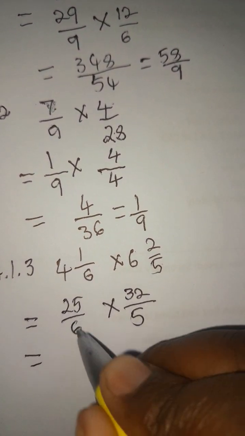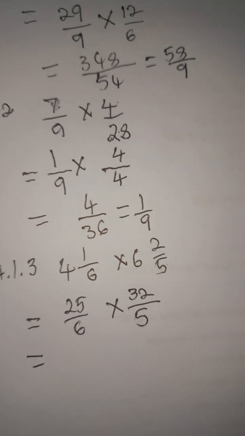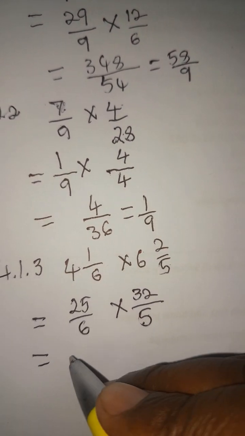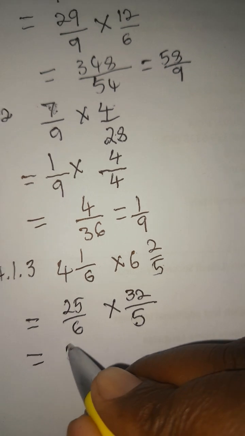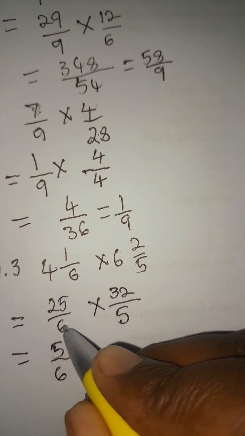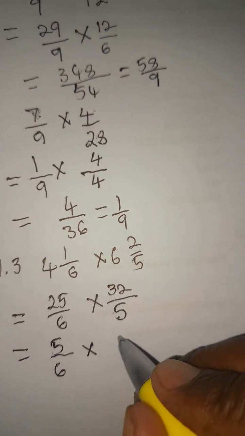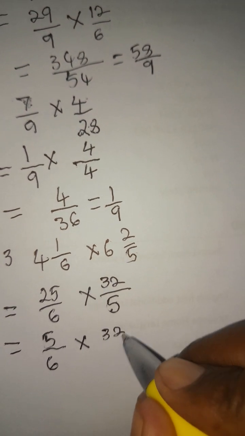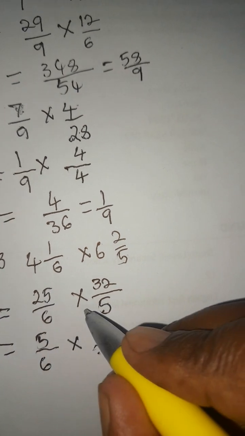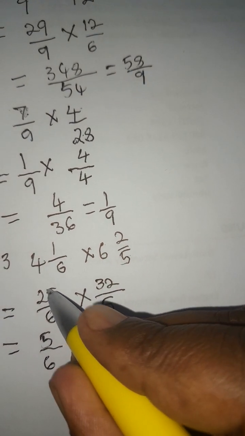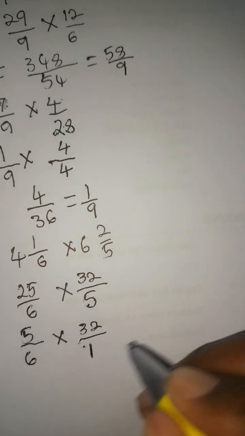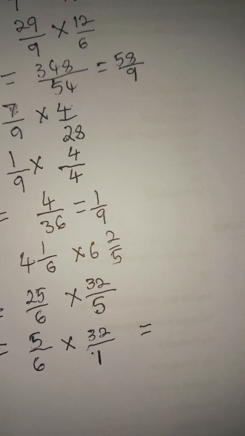Then I ask myself, how many times does 5 go into 25? It goes 5 times. So I can put 5 here, divided by 6. Then does 6 go into 32? No. So let me leave it like that. So we have 32 divided by, remember, how many times does 25 go into 5? It doesn't go. So you put 1 here. So let's work it out.